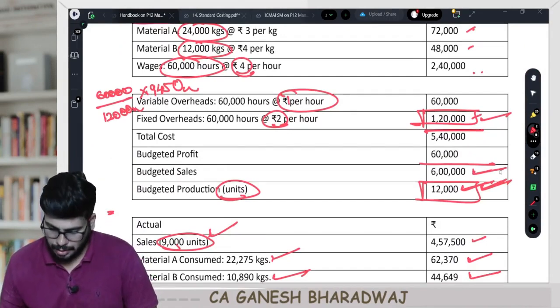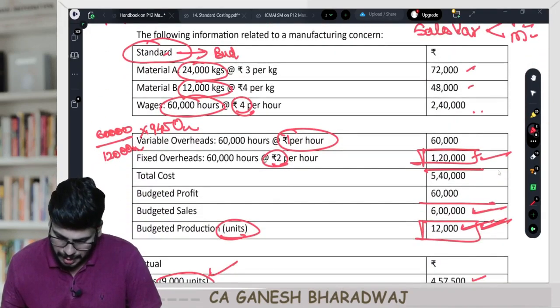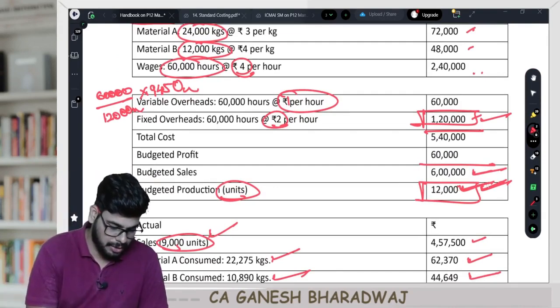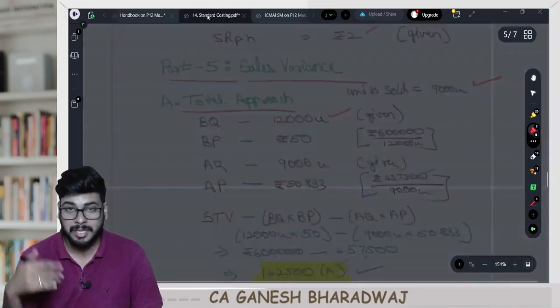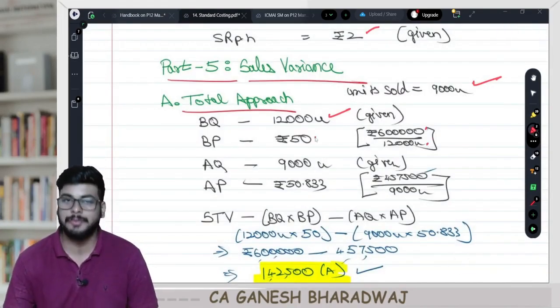6 lakh rupees, right? 6 lakh rupees is the budgeted sales for how many units? It is the budgeted sales for 12,000 units. So 6 lakhs divided by 12,000 units. What is the selling price per unit? The budgeted selling price per unit is going to be 50 rupees. 6 lakh upon 12,000 is 50 rupees.